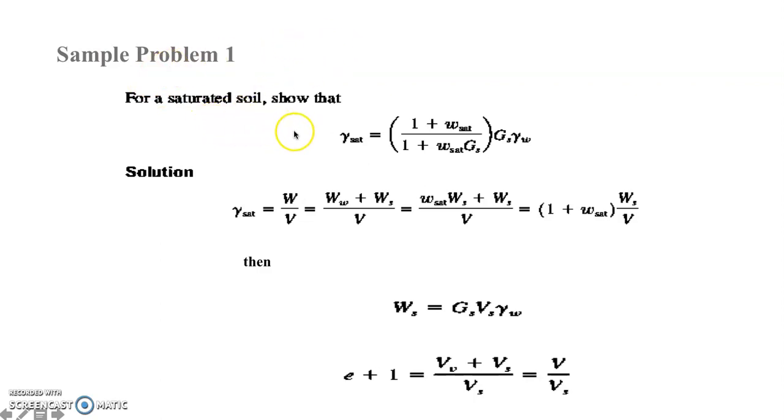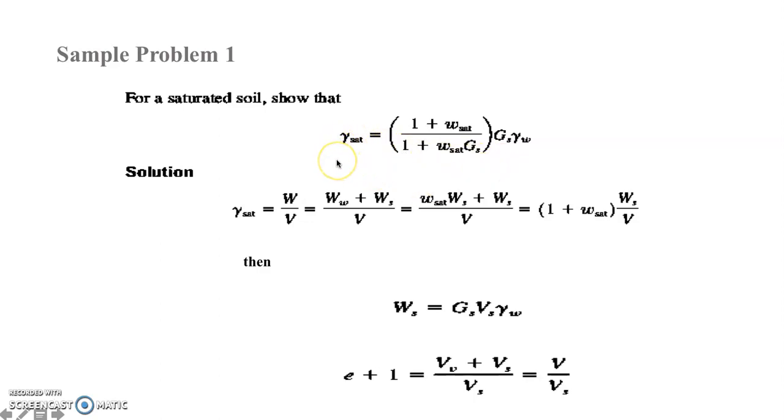For a given saturated soil, we're going to show that the saturated unit weight is equal to (1 plus moisture content) all over (1 plus moisture content times specific gravity), all of this multiplied by the specific gravity and the unit weight of the water. So basically, this is a derivation. You're going to prove that the saturated unit weight is equal to this equation.